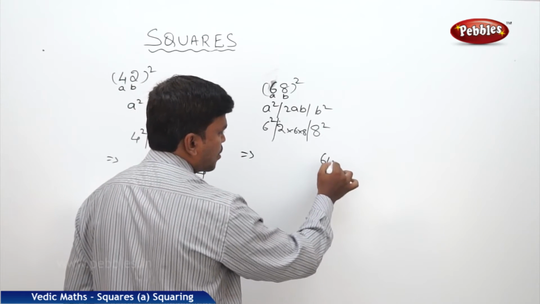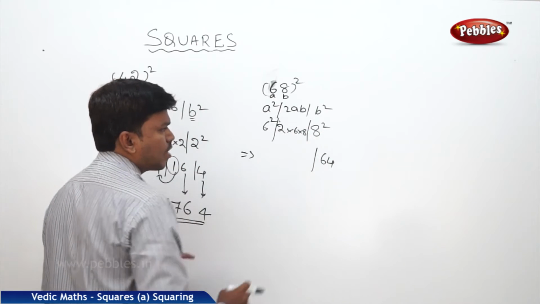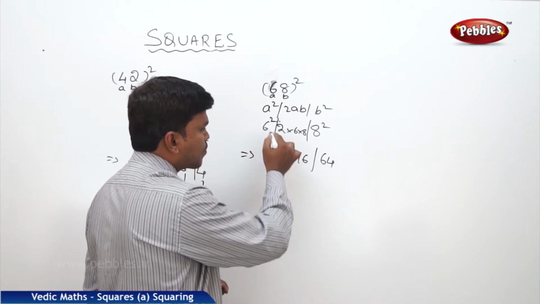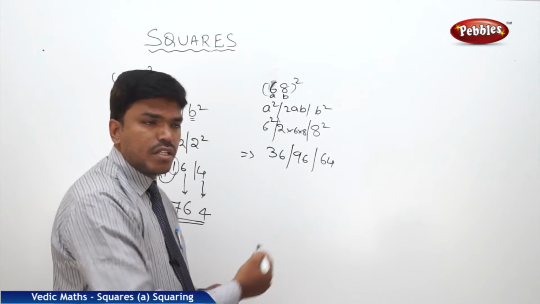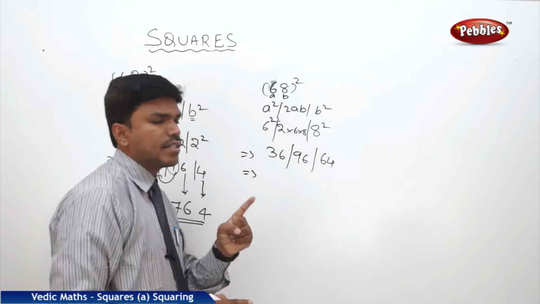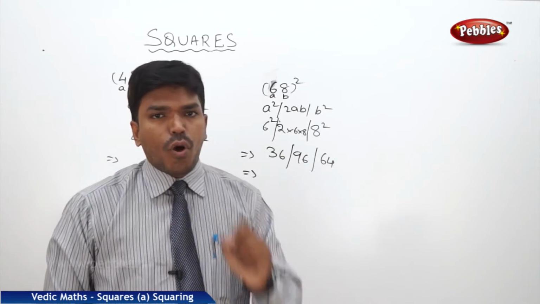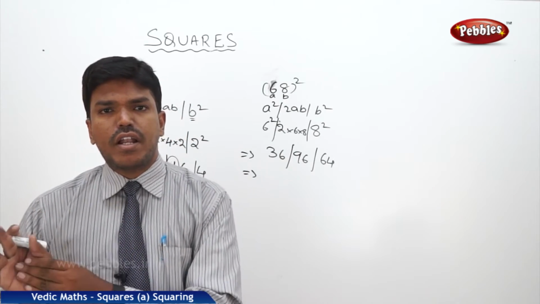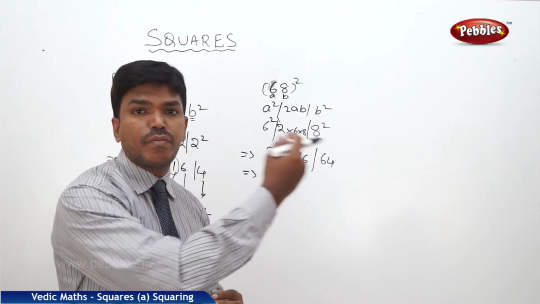What is 8 square? 64. 2 into 6 into 8. 2 sixes are 12. 12 eights are 96. Now what is 6 square? 36. Start balancing from the right side. Every time, balancing is nothing but what? Dropping every time the ones place digit and carrying the remaining to the next number. Start from the right side.